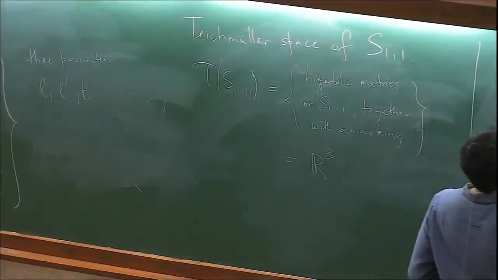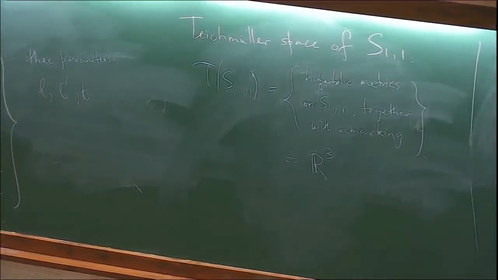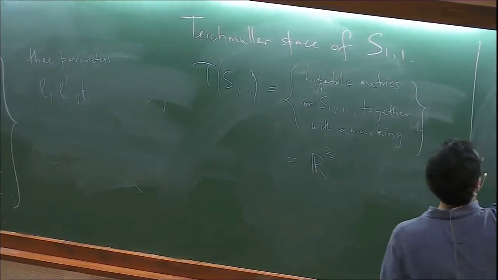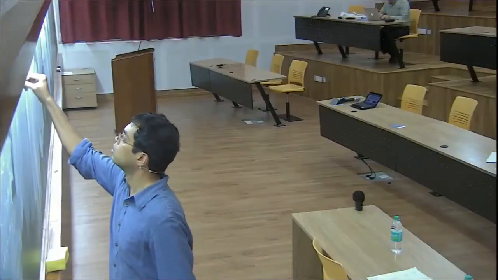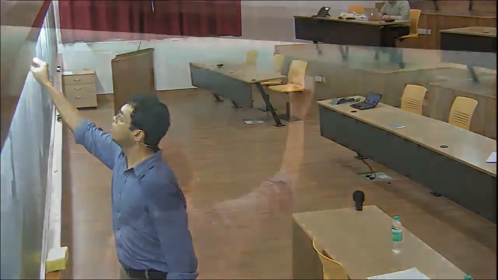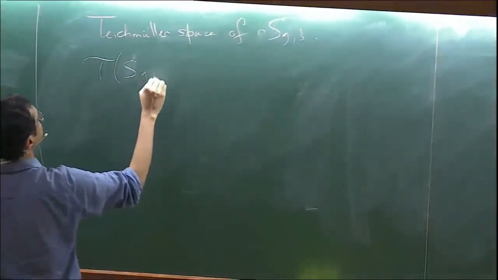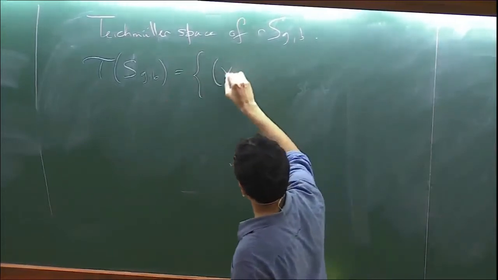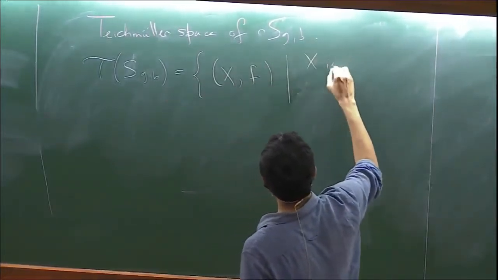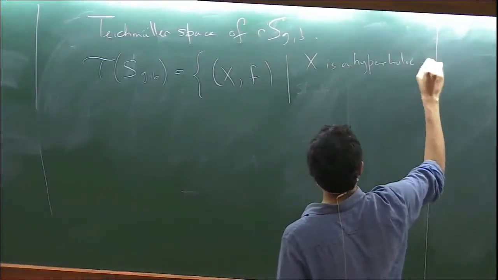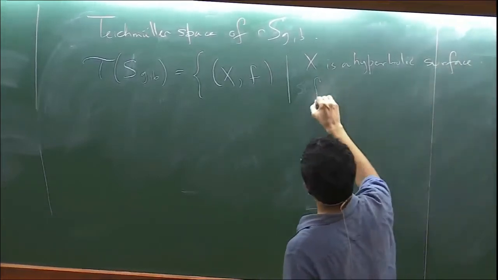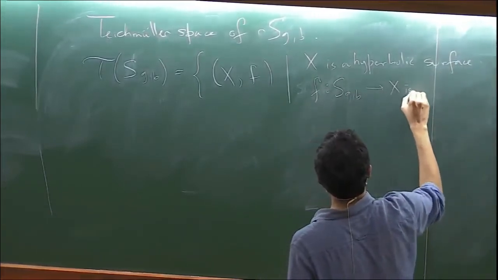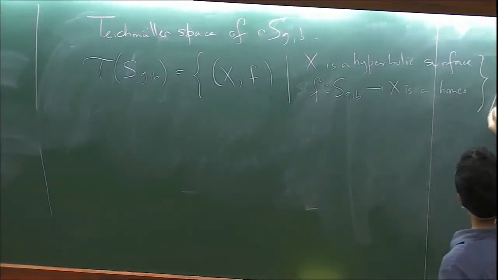Okay, so in general, let me now define the Teichmuller space of a surface. So the Teichmuller space of S_{g,b}, I'll denote it by the script T(S_{g,b}). So that's going to be hyperbolic metrics on S_{g,b}, hyperbolic surfaces, together with markings. So here X is a hyperbolic surface, and f from S_{g,b} to X is a homeomorphism. That's our marking. And up to an equivalence.